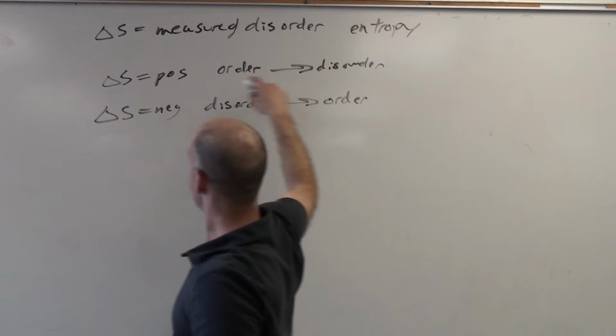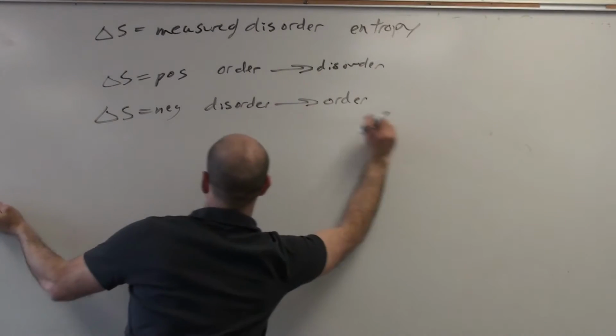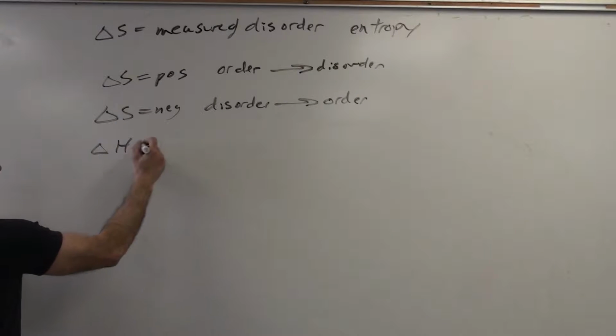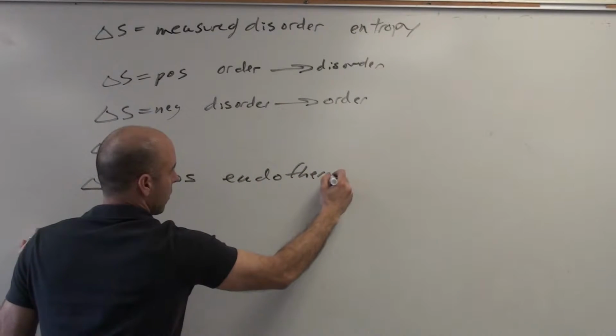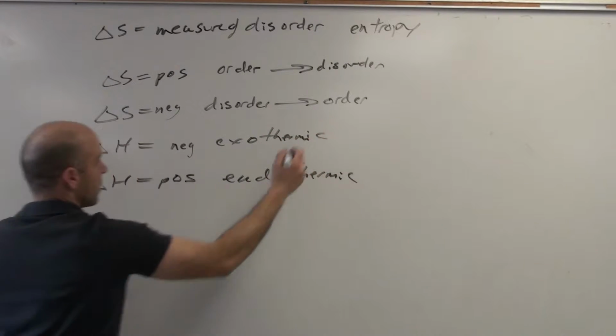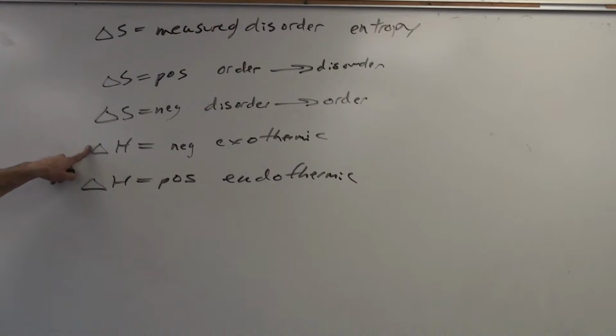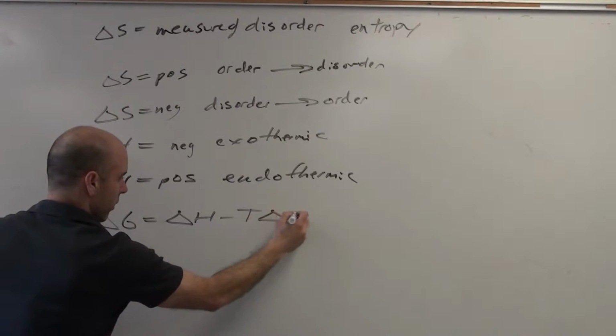So positive delta S, that's a good thing. Negative delta S, that's a bad thing. Positive delta H means you're endothermic. Negative delta H means you're exothermic. So this is, you want to be getting heat out, you don't want to have to put heat into it. So what happens if your delta S is negative, but your delta H is also negative? Who wins out? That's where you have the Gibbs free energy equation, which relates the two together.